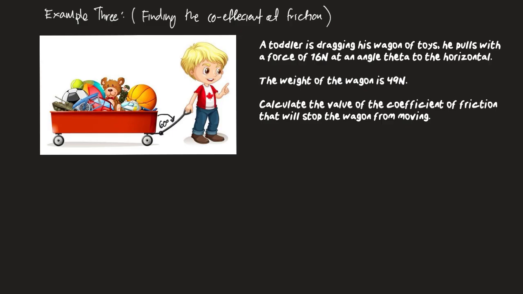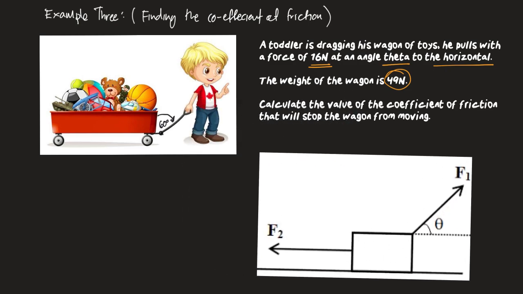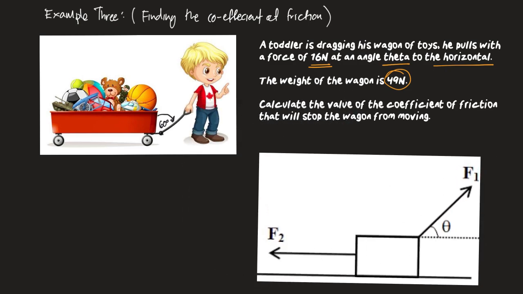Example 3, finding the coefficient of friction. We have a toddler dragging his wagon of toys, and he pulls with a force of 16 newtons at an angle theta to the horizontal. The weight of the wagon is 49 newtons. Calculate the value of the coefficient of friction that will stop the wagon from moving. Right, when we have an example like this or a situation like this, best to get some sort of diagram that can make sense of what's going on.